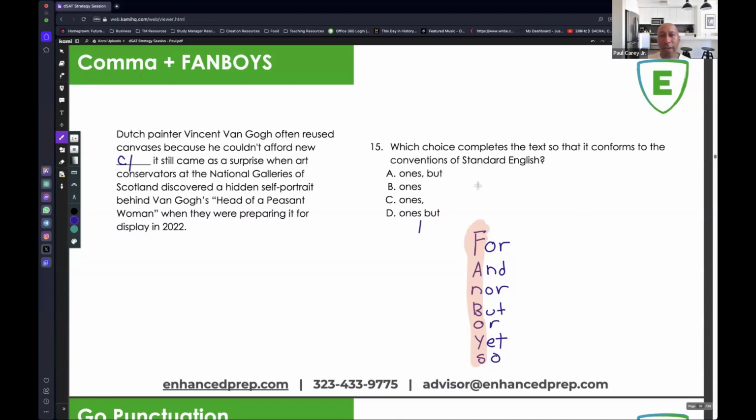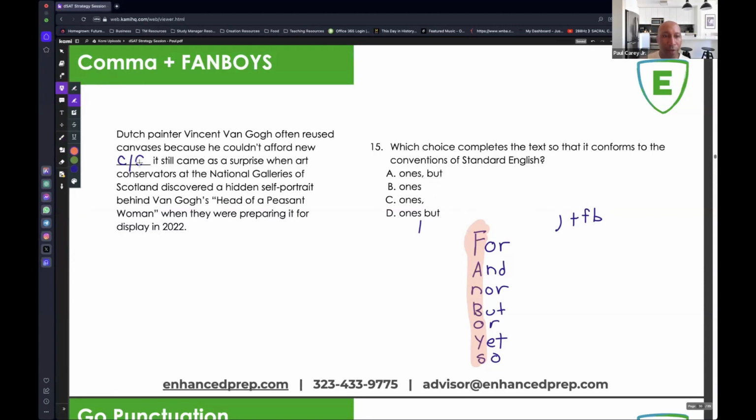Okay. One thing to keep in mind when you're thinking about the FANBOYS part: if you have a comma plus that FANBOY, you don't want to consider that FANBOY in the sense of complete and incomplete ideas. So in this case, instead of thinking about that "but" part, you would just say it still came as a surprise when art conservators in the National Galleries of Scotland discovered a hidden self-portrait behind Vincent van Gogh's head of a peasant woman when he was preparing it for display in 2022. Right. So when you're talking about your commas plus your FANBOYS, you don't want to think about the "but" part with completion. So in this case, we can say that this is complete.